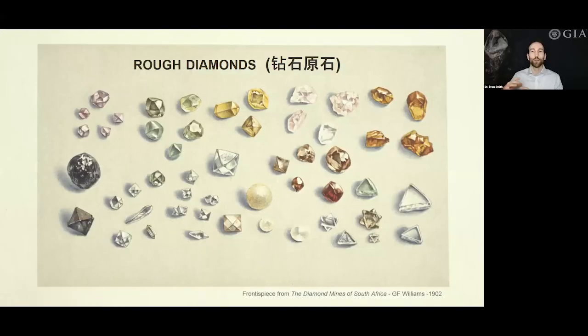In addition to the octahedron, rough diamonds come in many shapes, and we have a variety of surface textures. We're going to take a closer look at what controls this behavior, and we'll come back to this illustration at the end.